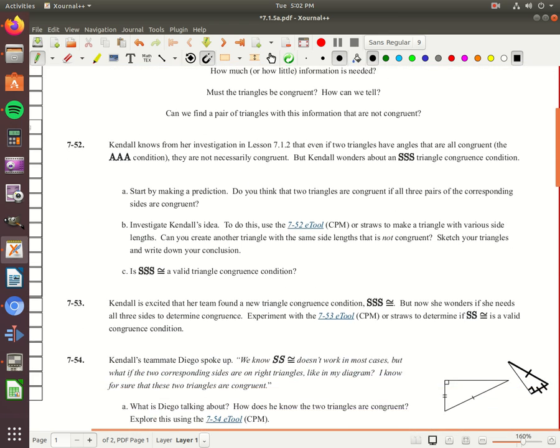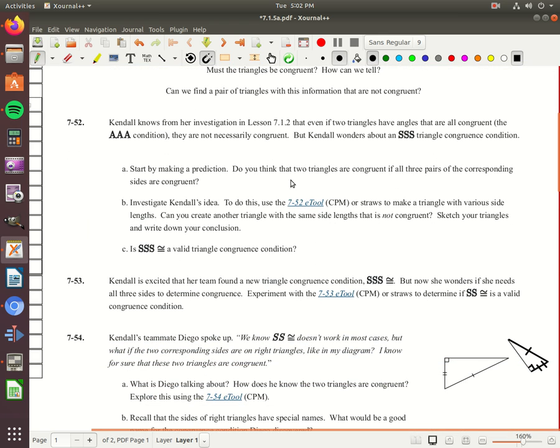So 7.5.2 says Kendall knows from investigation in lesson 7.1.2 that even if two triangles have angles that are all congruent, the angle, angle, angle condition, they're not necessarily congruent. But Kendall wonders about side, side, side. It says, start by making a prediction. Do you think two triangles are congruent if all three pairs of corresponding sides are congruent?